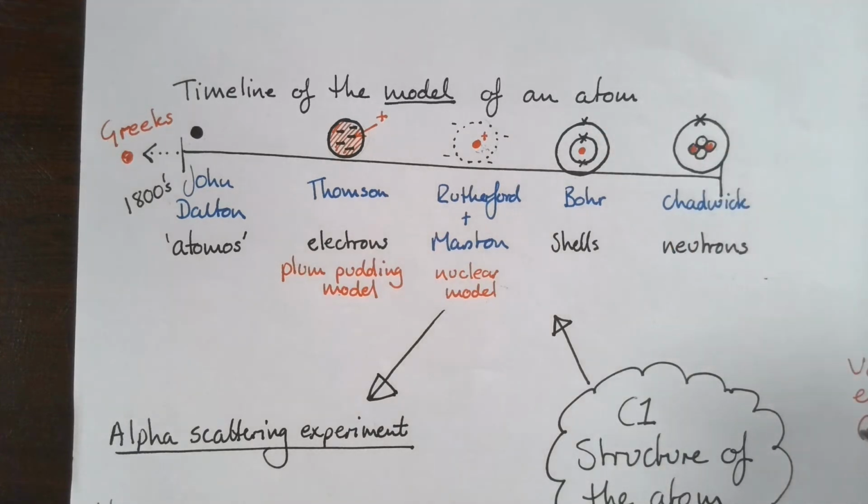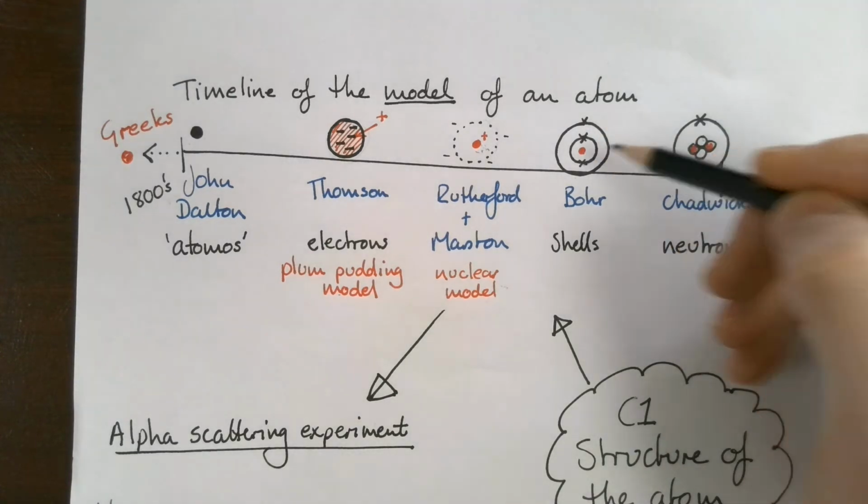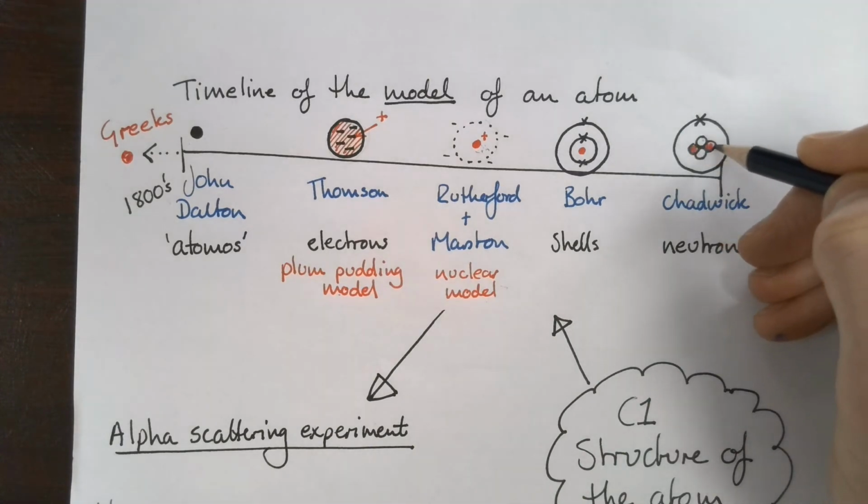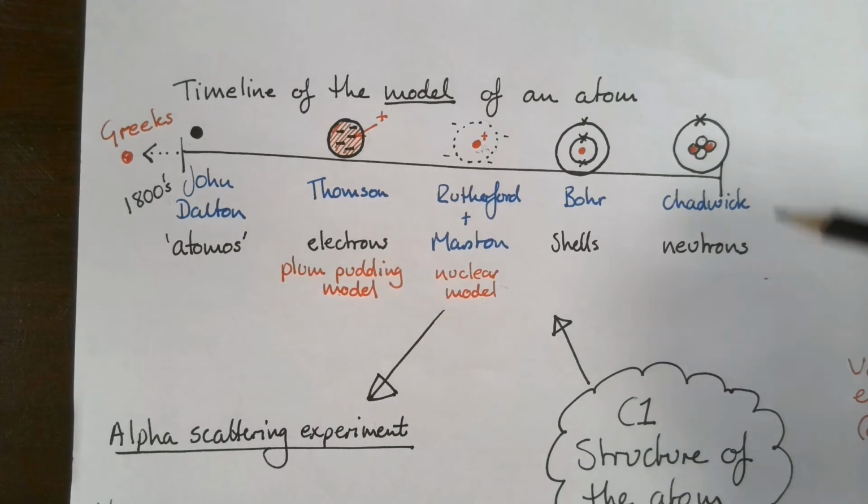And then finally Chadwick came along and looked at the nucleus in more detail and realized that actually not only do we have positive protons here in red, we've actually got some other parts which are called the neutrons, and they've got no charge whatsoever. And we kind of get a picture of what an atom looks like in a modern textbook or revision guide.